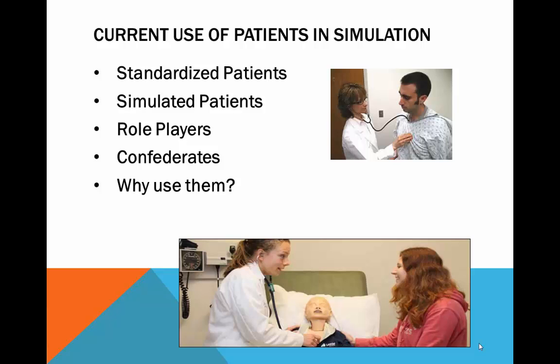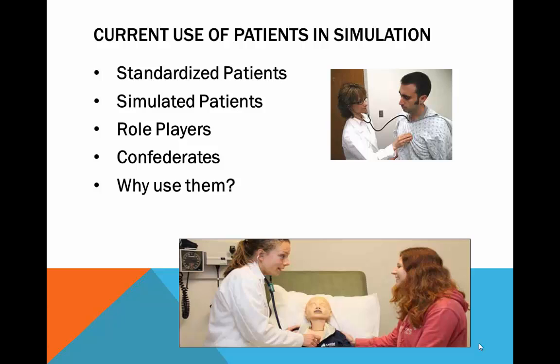We have simulated patients who are humans that we hire to portray their own health history. We have role players who may be actors or non-actors who we just use to play a particular role in a particular context. Or in mannequin simulation we often use what are called confederates, and these are humans who play family members and others who supplement the simulation of the mannequin.